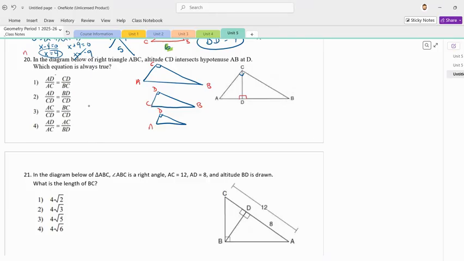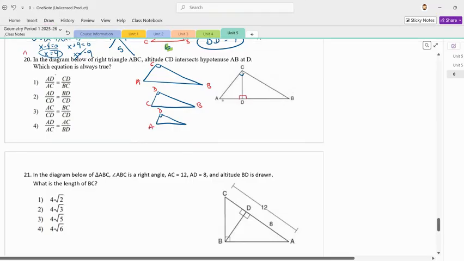Okay, so if we go back and try to figure out which of these is always true, we're going to want to start putting together which triangles are being used based on these proportions. So we know this bottom triangle is going to be D, A, right, D to A, and then C. Okay, so if we look at the first one, we have AD and AC. So AD is going to be this side on the left, and AC looks like it's on the bottom.